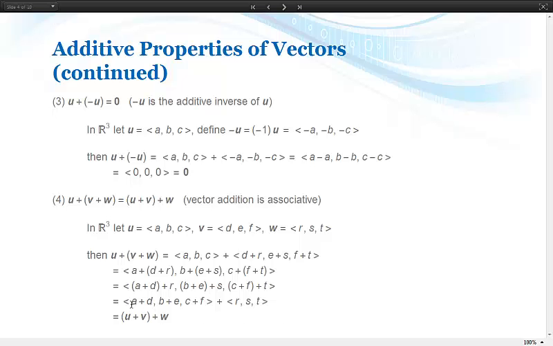The vector with elements a plus d, b plus e, c plus f can be broken up into the sum of two vectors. The vector with elements a, b, c, and the vector with elements d, e, f. But that's exactly the quantity u plus v. So I've proven that u plus the sum of the vectors v plus w is the same as first computing the sum of u plus v and then adding w. So vector addition, at least in three-dimensional space, is associative. In fact, it's associative in any dimensional space, any finite dimensional space.